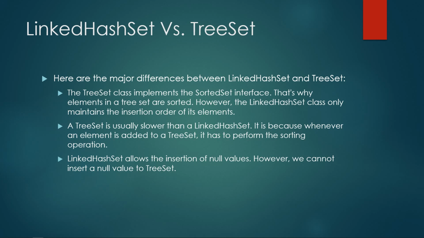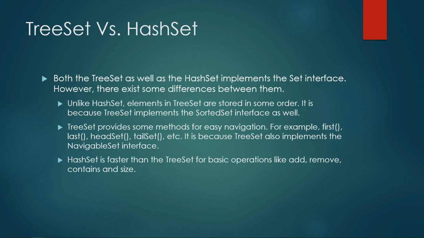Next point, a tree set is usually slower than a linked hash set. It is because whenever an element is added to a tree set, it has to perform the sorting operation. Finally, linked hash set allows the insertion of null values. However, we cannot insert a null value to tree set. So those are the three major differences between linked hash set and tree set.